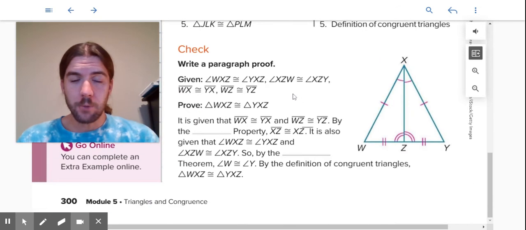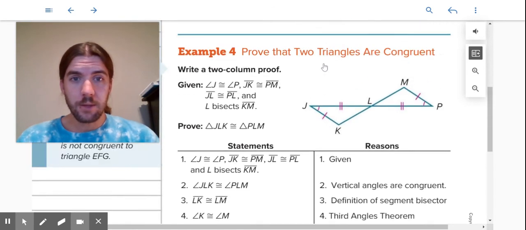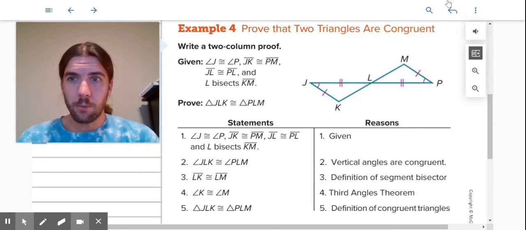Okay, if you want to take a moment, you could pause the video and go through those same kind of steps to try to write a paragraph proof for why these two triangles are congruent. If not, you could just move on to the next example with me, example number 5, which I believe might be our final one.